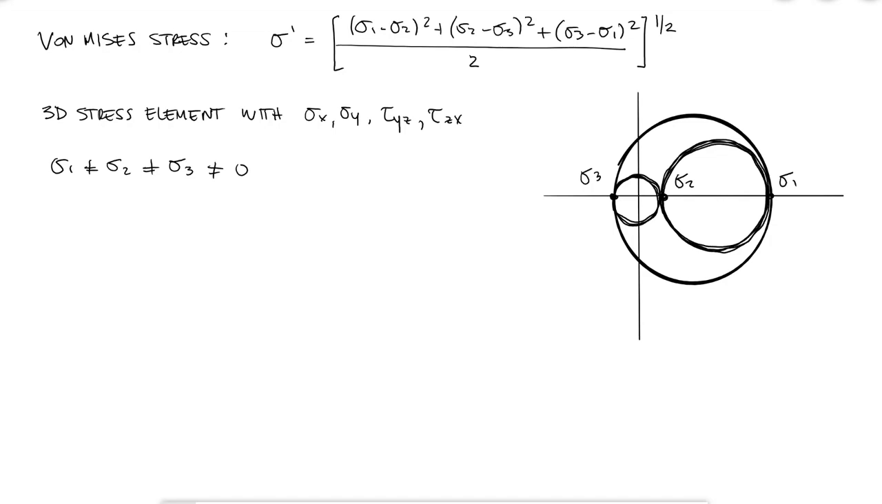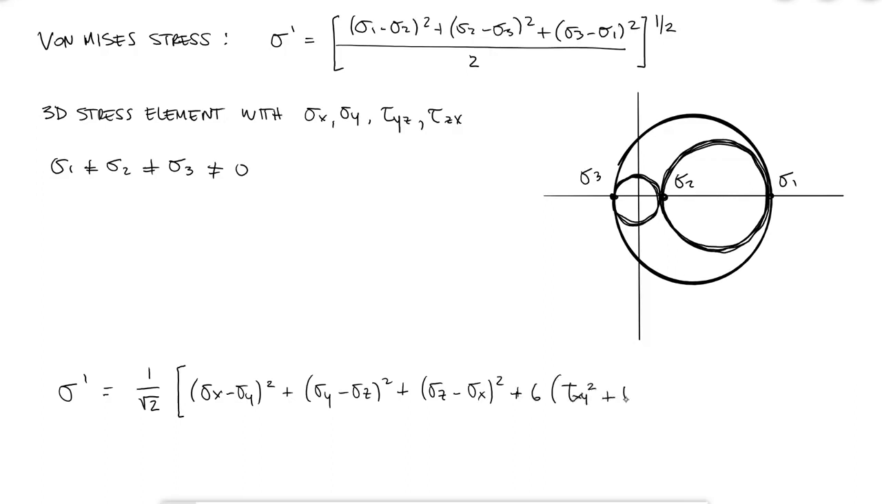But when we write sigma 1, sigma 2, and sigma 3 in terms of sigma x, y, z, tau xy, tau yz, and tau zx, we would find an expression equal to 1 over square root of 2 factor of (sigma x minus sigma y) squared plus (sigma y minus sigma z) squared plus (sigma z minus sigma x) squared plus 6 factor of tau xy squared plus tau yz squared plus tau zx squared, and square root of that. We see here that the sign of the shearing stresses doesn't make a difference in terms of calculating the von Mises stress, like I pointed out before, since the shearing stress values are squared.